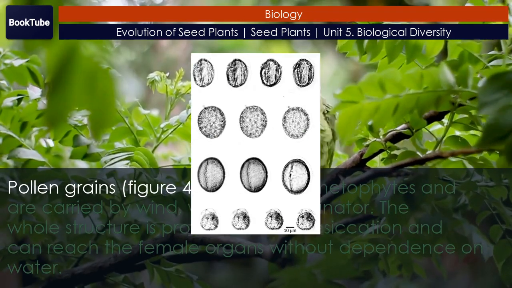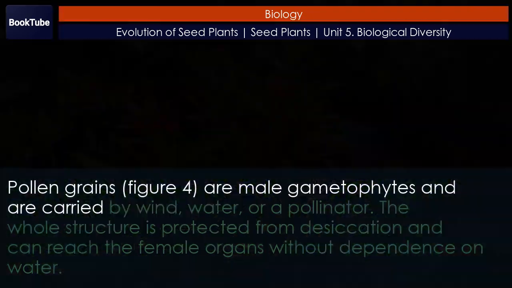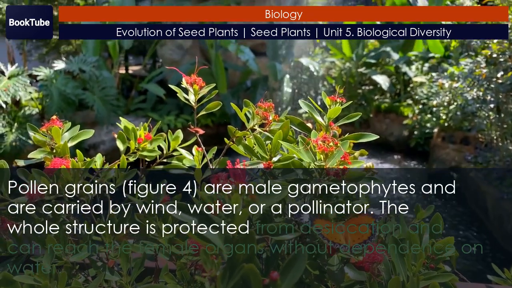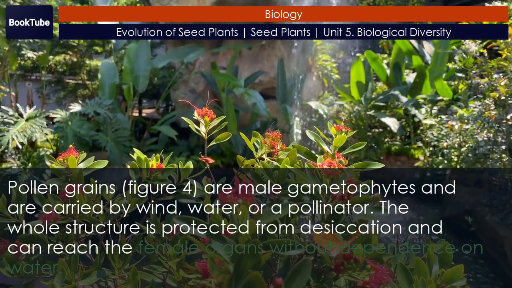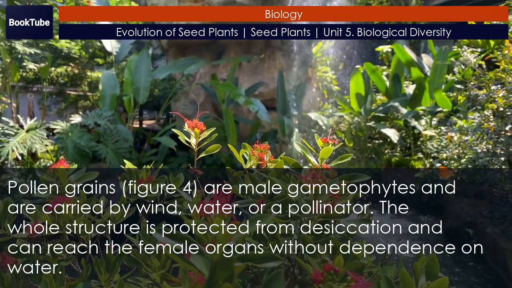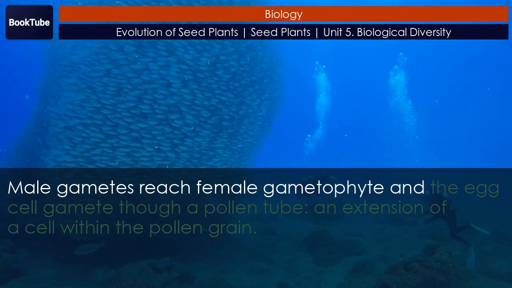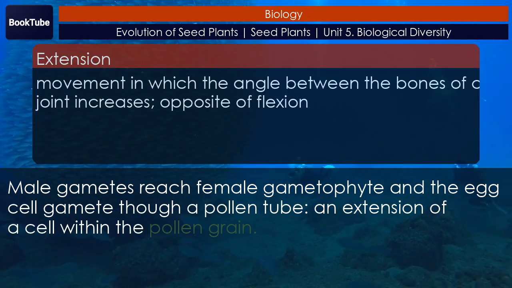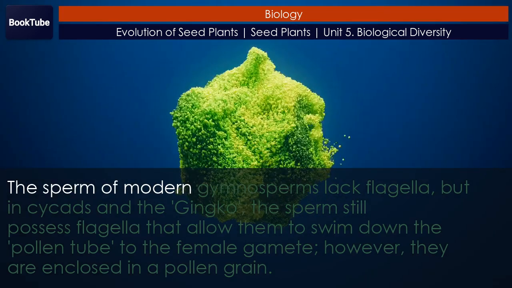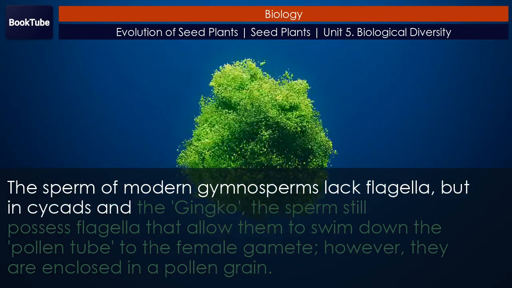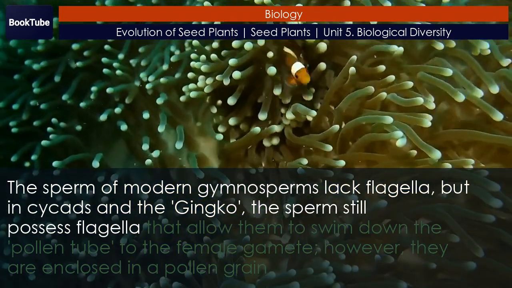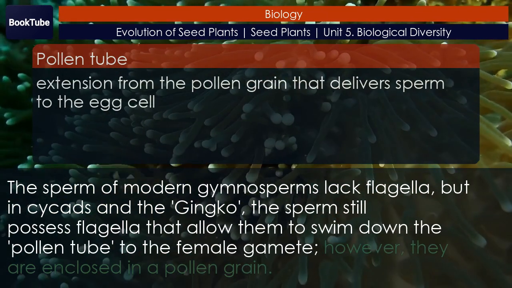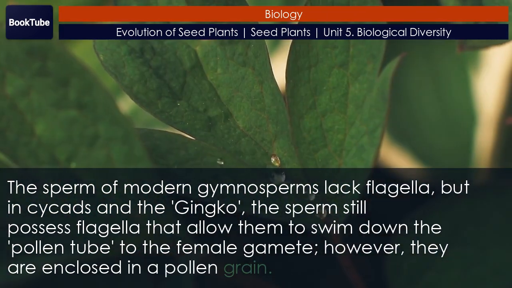Pollen grains, figure 4, are male gametophytes and are carried by wind, water, or a pollinator. The whole structure is protected from desiccation and can reach the female organs without dependence on water. Male gametes reach the female gametophyte and the egg cell gamete through a pollen tube, an extension of a cell within the pollen grain. The sperm of modern gymnosperms lack flagella, but in cycads and the ginkgo, the sperm still possess flagella that allow them to swim down the pollen tube to the female gamete. However, they are enclosed in a pollen grain.